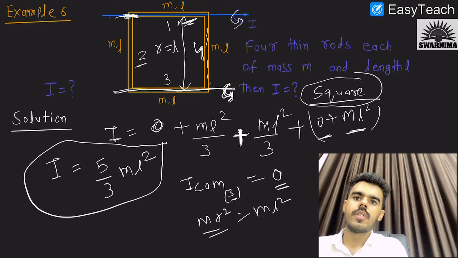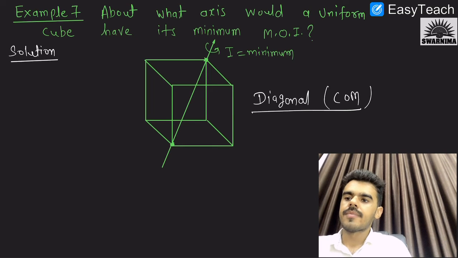Now next example: about what axis would a uniform cube have its minimum moment of inertia?